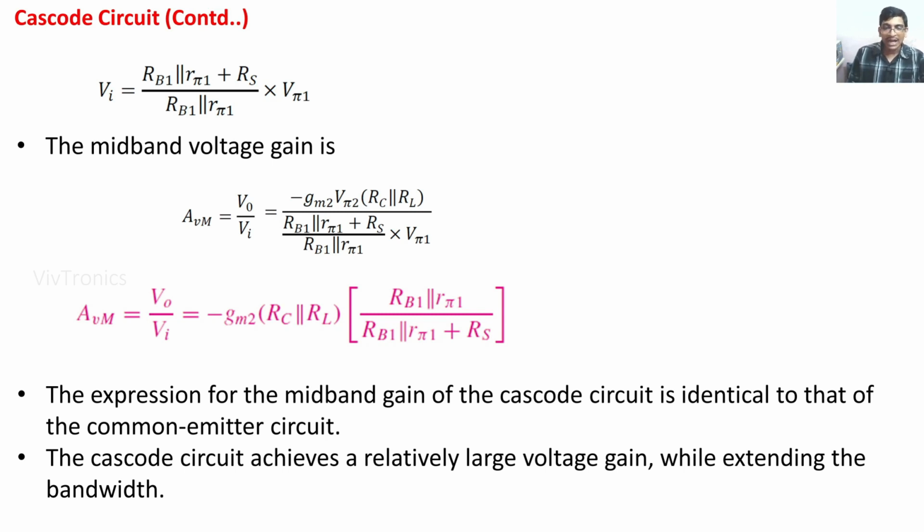So here the midband voltage gain looks like the expression of the CE amplifier circuit, and similarly the cascade circuit achieves a relatively large bandwidth. When we go for the cascade amplifier, the low input impedance of the CB amplifier is eliminated. Along with that, we have one more advantage, that is the bandwidth getting increased.